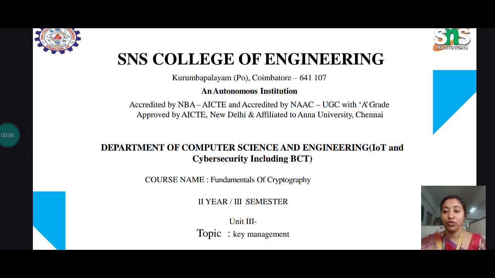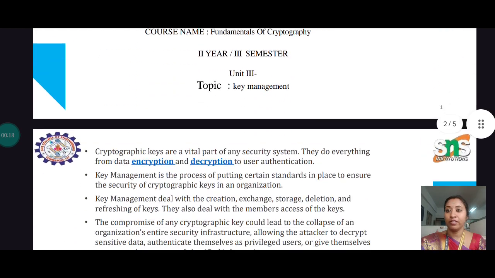Today, I'm going to take a topic about the case study of key management. This comes under the RSA algorithm and comes under the topic of cryptography. So let's get into the slides, okay?